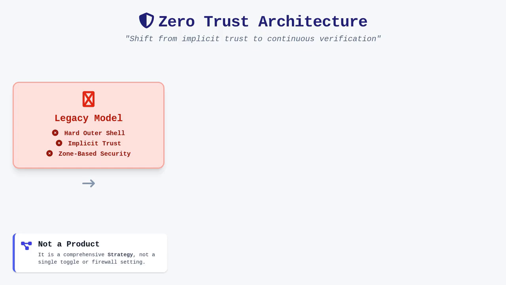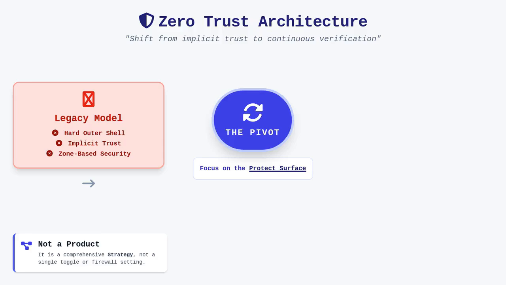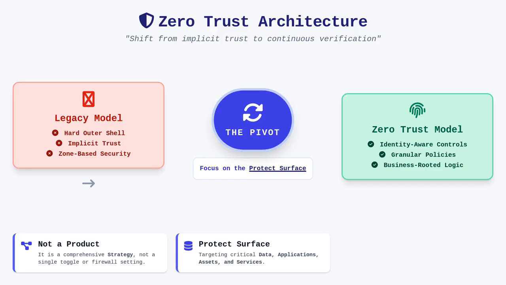Palo Alto Networks helps us break this paradigm by moving the focus to the protect surface, which consists of the specific data, applications, assets, and services that are critical to your organization. By first identifying this protect surface, you create a baseline for establishing security policy that is rooted in business requirements rather than network topology. This approach demands that we move away from broad, zone-based trust toward granular, identity-aware controls that follow the data wherever it resides.